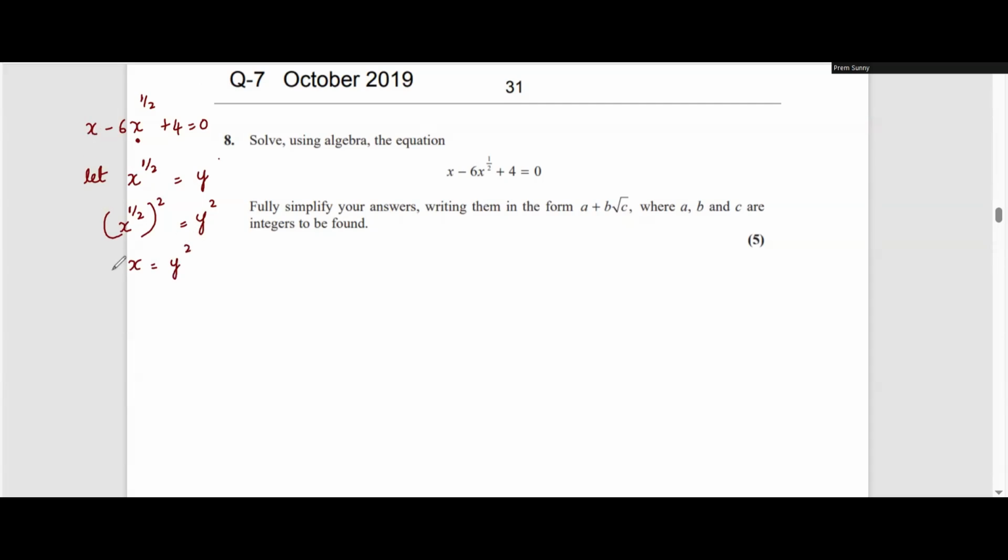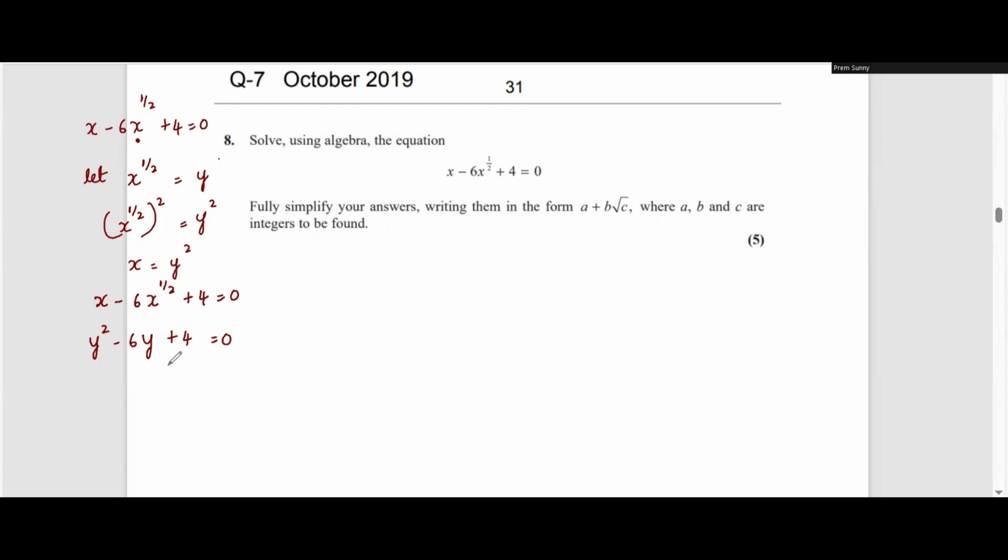So now, this equation, which is x minus 6x to the power of 1 by 2 plus 4 is equal to 0, I can replace x with y square. So instead of x, I can write y square minus 6 into x to the power of 1 by 2, I took it as y. So x to the power of 1 by 2 will be my y here, plus 4 is equal to 0. Now, y square minus 6y plus 4 is a quadratic, and we need to simplify this.